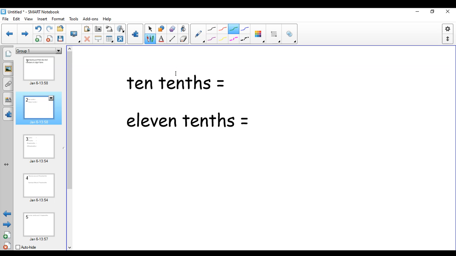So 10 tenths. 10 tenths. That's actually one, isn't it? If I think about a fraction, first of all, 10 tenths is one, which is one whole. So as a decimal, that would actually be 1.0.